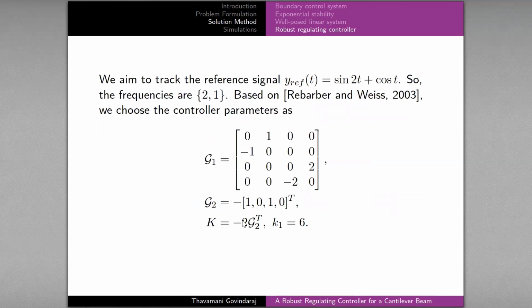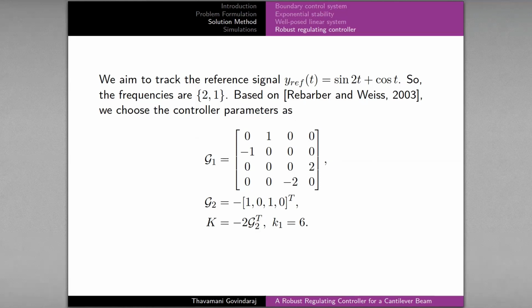So we have shown that the beam system is exponentially stabilizable and it is a well-posed linear system. In addition, the impedance passivity of the beam system implies that its transfer function is positive. So we can use the controller in Reberber and Weiss for the robust output tracking of the beam system.